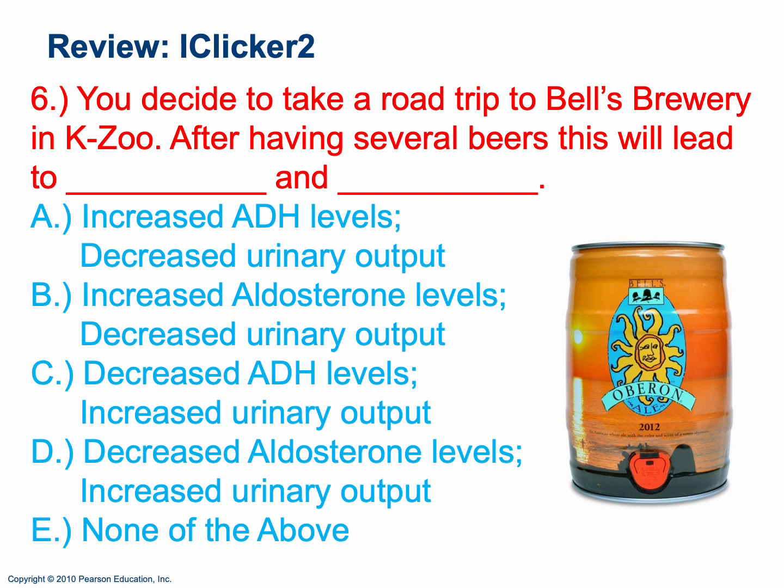And number 6, you decide to take a road trip to Bell's Brewery in Kalamazoo. After having several beers, this will lead to blank and blank. So what would be the correct answer here? All right, and the correct answer here would be choice letter C. Decrease ADH levels and increase urinary output. ADH will be suppressed because of drinking the beer, okay? Which unfortunately is a diuretic and you'll pee a lot.